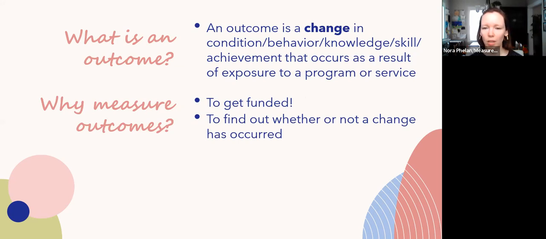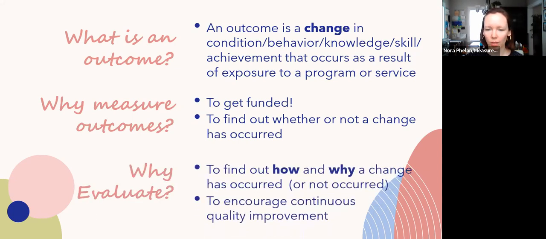Most funders, they want to see where their money is going, what has happened, what has changed as a result of this funding. So it's really to measure the outcomes. We want to find out whether or not that change has occurred, that your program was intended to affect. If we go one step further and talk about why we evaluate, then we're really looking at to find out how and why the change has occurred, not just whether or not it did, but how and why, so that we can use that information to encourage continuous quality improvement of programs.